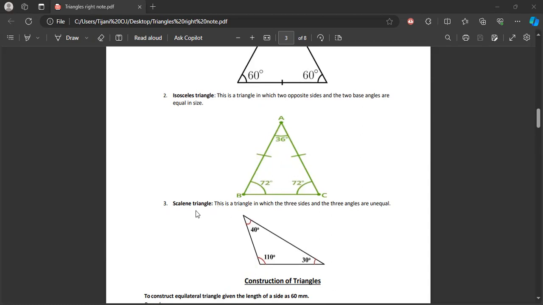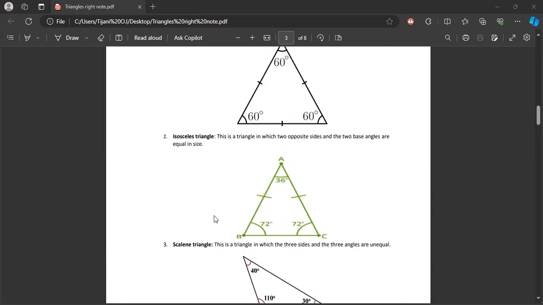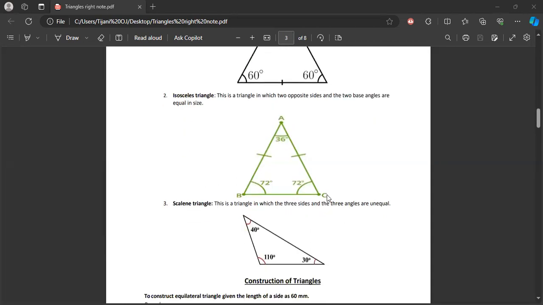Then the third type of triangle, according to the length of their sides, is what we call the scalene triangle. For this scalene triangle, the sides are not equal in length. Also, the angles are not equal in size. If the sides are not equal in length, it means the angles will not be equal in size.